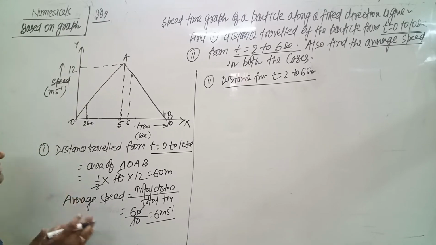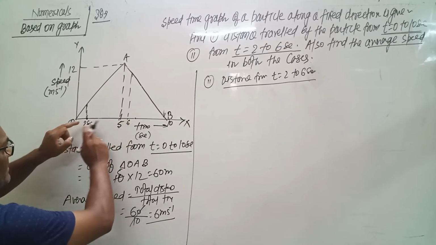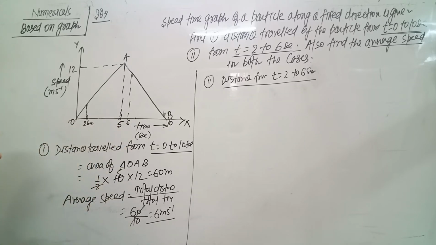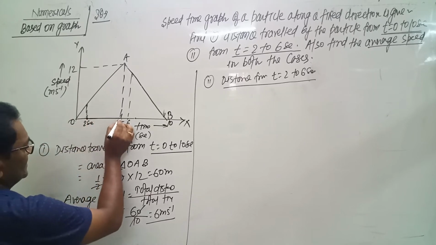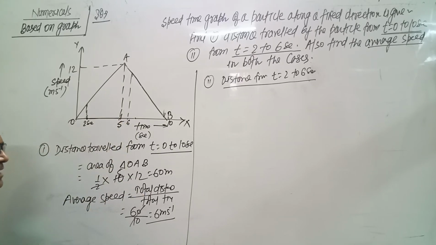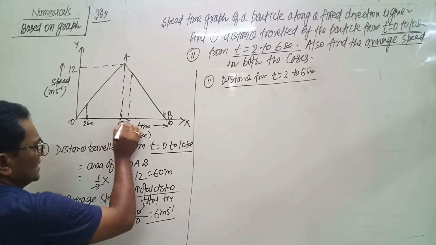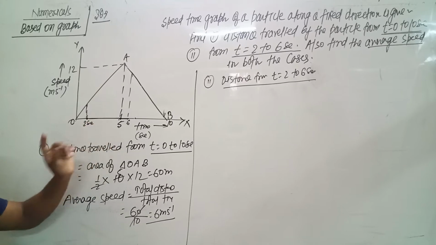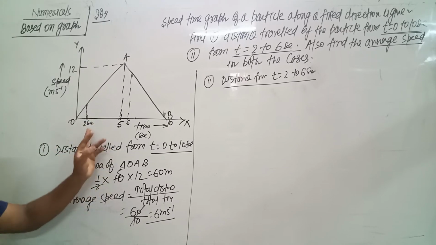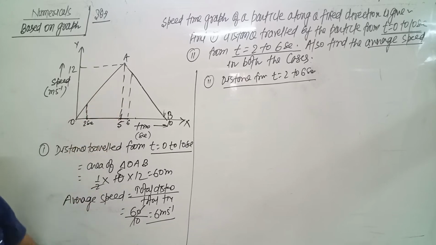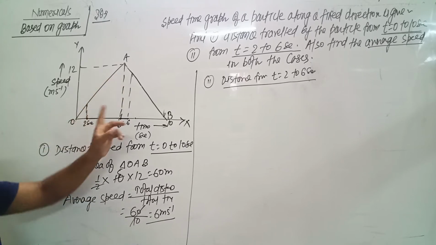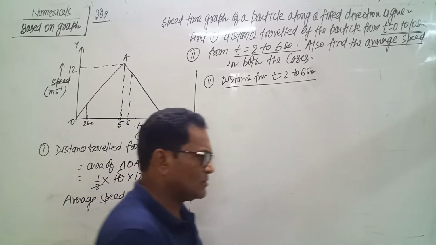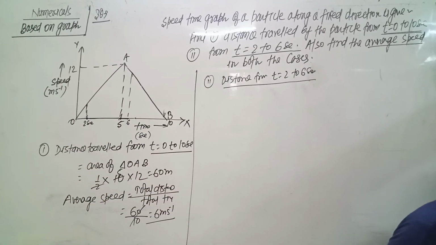So for finding the distance from 2 to 6 seconds, we divide this time interval in two segments. From 2 to 5 seconds, we calculate the distance covered, and then we calculate the distance covered from 5 seconds to 6 seconds. For finding the distance covered from 2 to 5 seconds, we must find the velocity at time t equals 2 seconds, and for finding the velocity, acceleration is required. So we will find the acceleration in the segment OA.